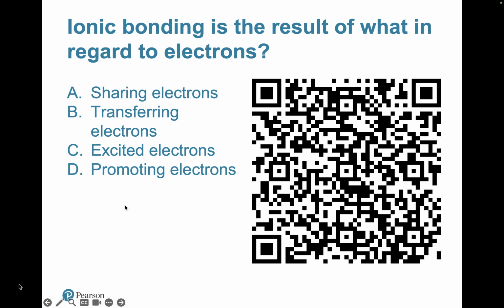So next question. Ionic bonding is the result of what in regards to electrons? Is this a sharing of electrons, a transferring of electrons, excited electrons, or promoting electrons? All right, so go ahead and answer that question.